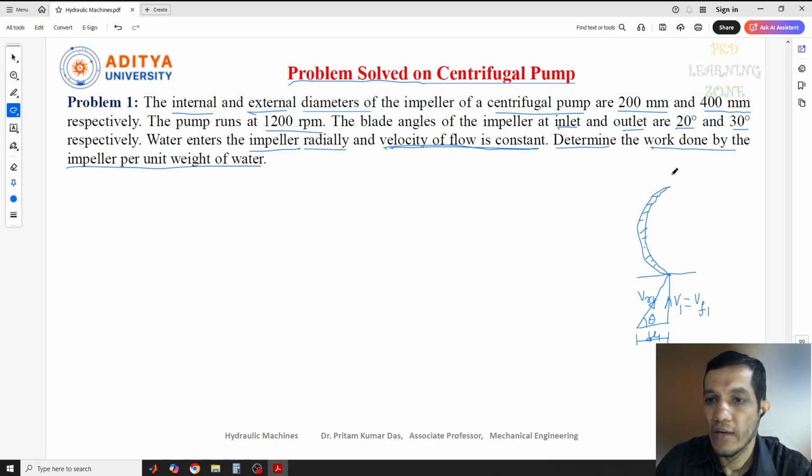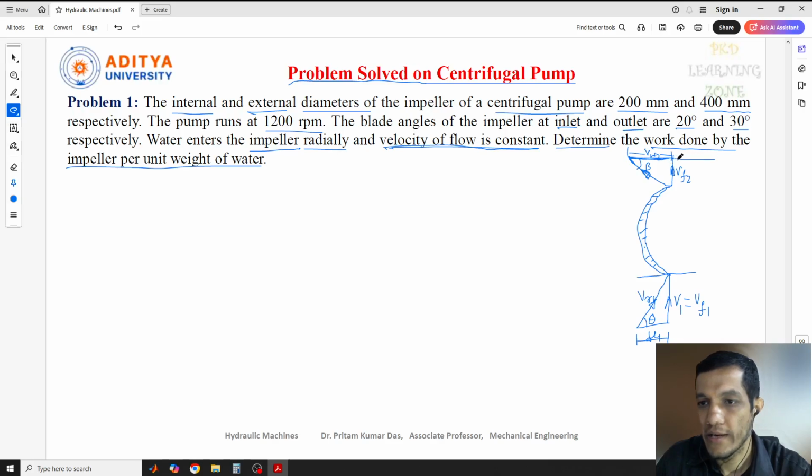Okay. Similarly, the outlet condition will be like, see, it will move in this direction. So our absolute velocity at the outlet condition should move in this way. Okay. And this is our Vf2. Okay. Vf2, and this is our Vw2, wheel velocity at the outlet condition. Okay. And this is the angle beta.